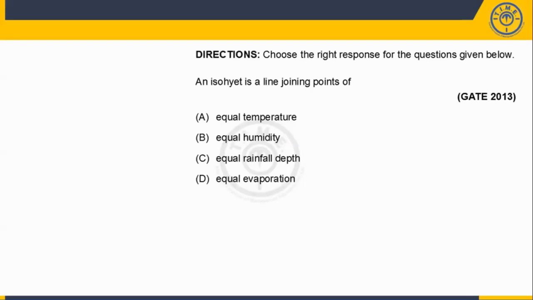First, please tell me the answer for this. An isoheight is a line joining points of what? What is an isoheight? Equal rainfall depth. Iso means same. Height means rainfall depth. So here we have the option as option C.